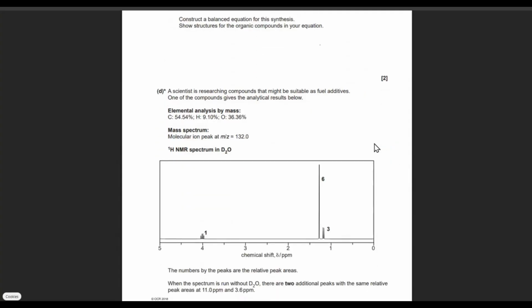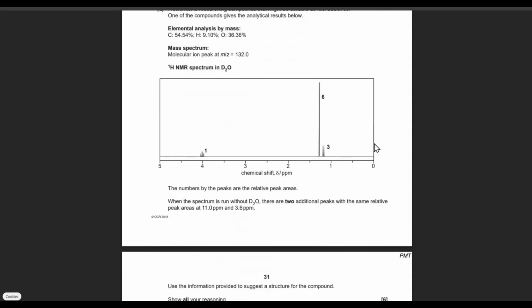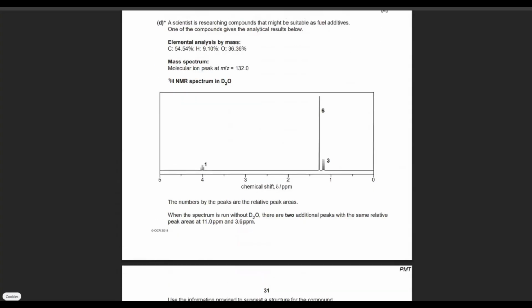Let's get on to the final bit, and the bit that people find the most tricky out of all of this. So we've got all of this information here. A scientist is researching compounds that might be suitable as a fuel additive. One of the compounds gives the analytical results below. We've got elemental analysis, we've got mass spectrum, we've got the H1 NMR in D2O.